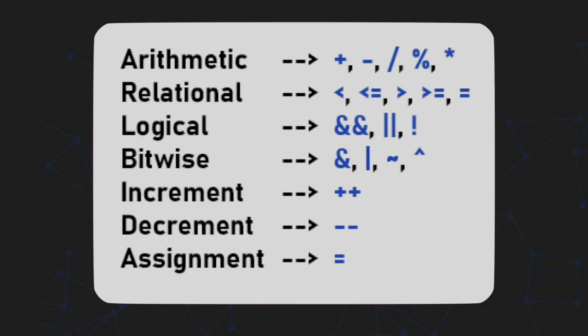Then comes the assignment operator, which basically means that when you initialize a variable like int i is equal to 10, right? So the variable i will have the value 10. So this is called the assignment. You assign the value, right?